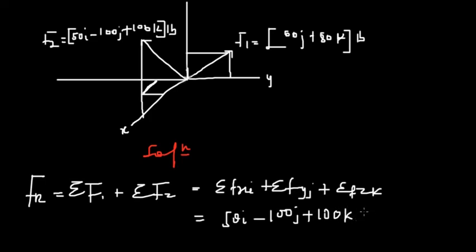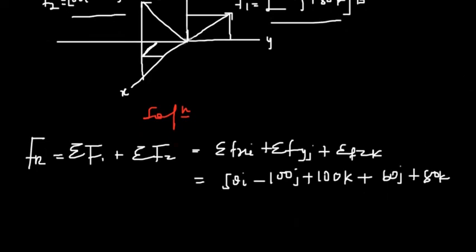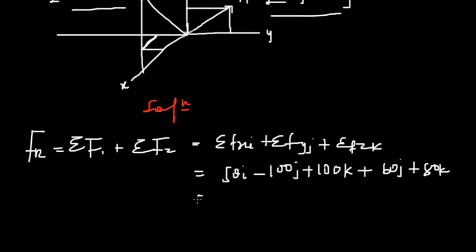Okay, we'll be adding like terms. So we have 60j plus 80. I'm just rewriting this in the form of addition. Now let's see how we just sum them up. Now we add like terms.